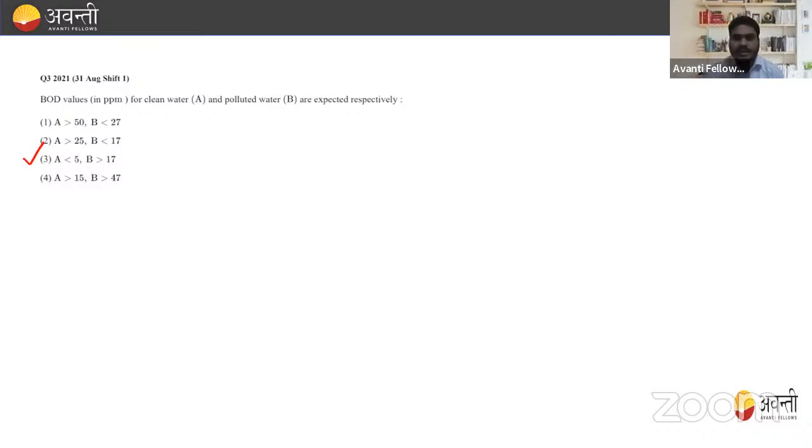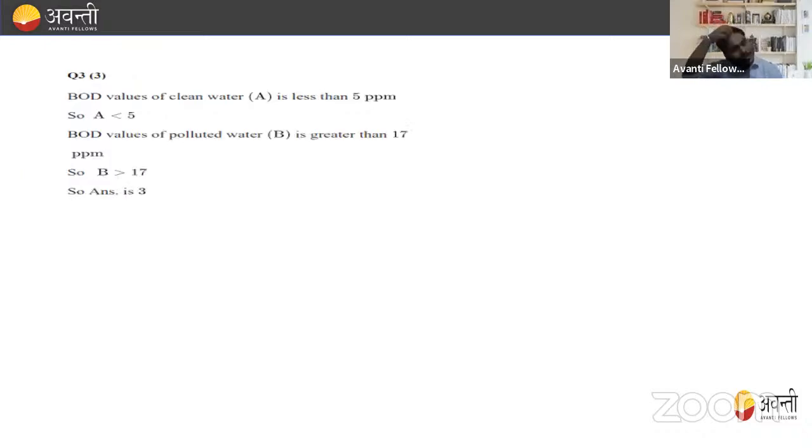Okay, so here's the solution also, right? If the BOD of clean water is less than 5, we already discussed such types of questions. So I hope this becomes very easy for you guys. है ना? बहुत easily कर लोगे.